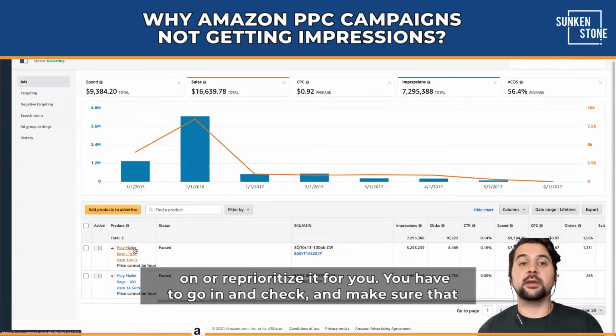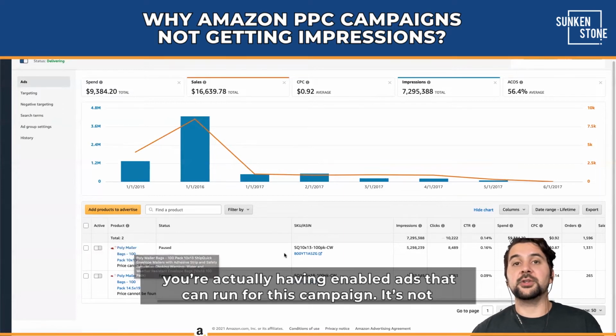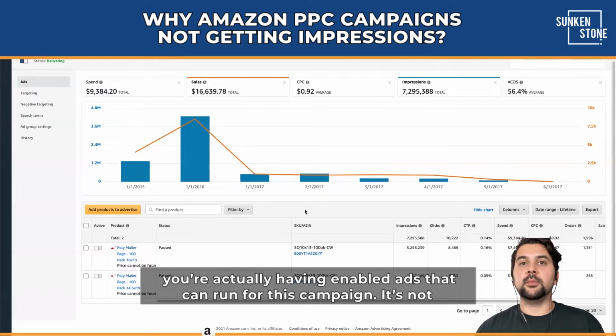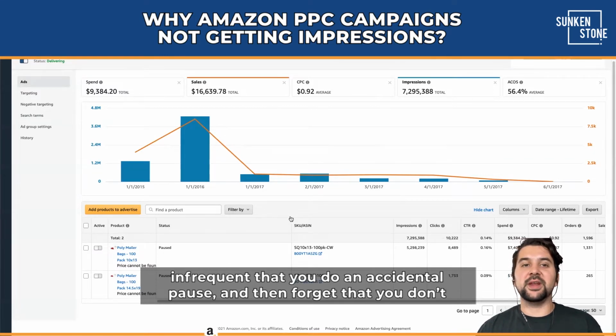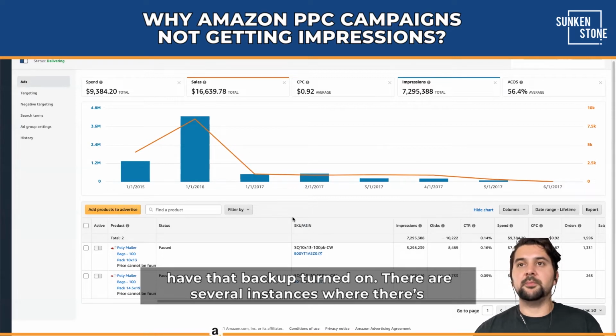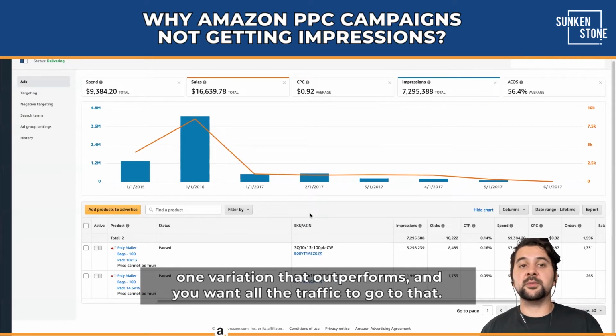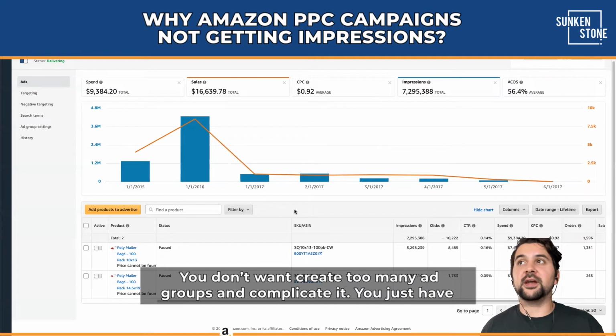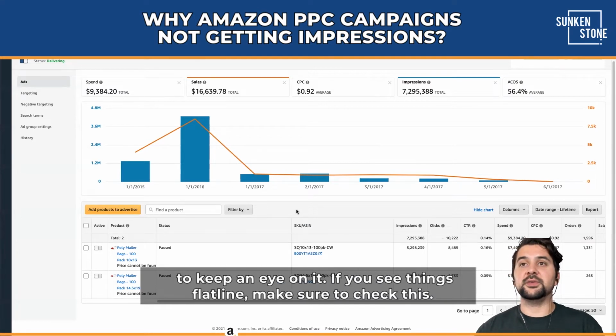You have to go in and check and make sure that you're actually having enabled ads that can run for this campaign. It's not infrequent that you do an accidental pause and then forget that you don't have that backup turned on. There are several instances where there's one variation that outperforms and you want all the traffic to go to that. You don't want to create too many ad groups and complicate it. So you just have to keep an eye on it. If you see things flatline, make sure to check this.